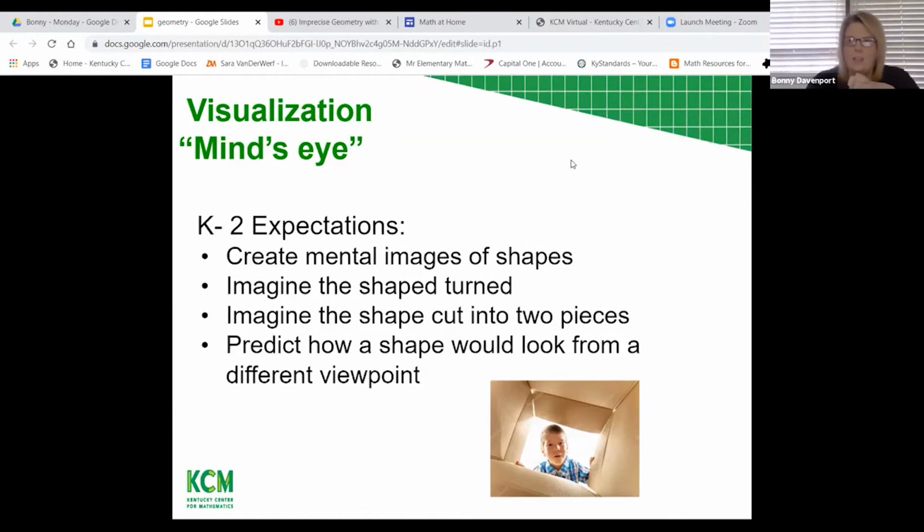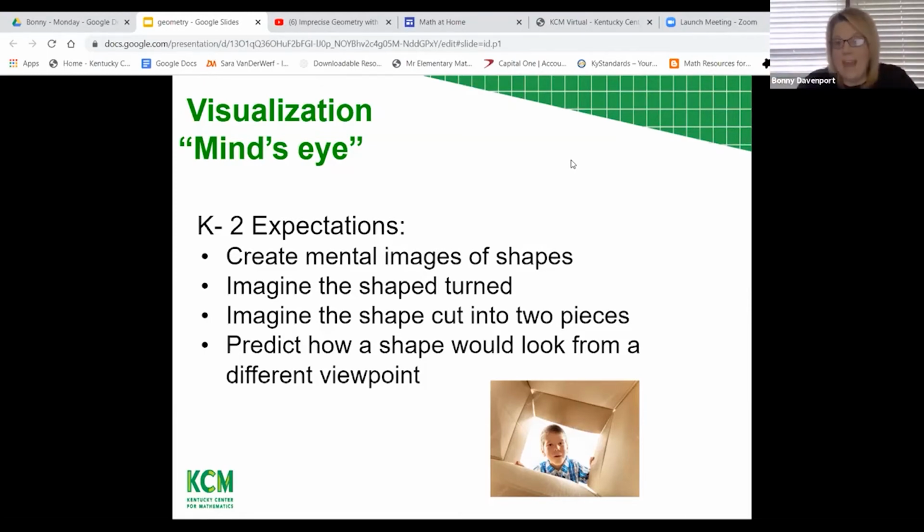Then if you could imagine partitioning that triangle into 2 pieces and what the 2 pieces would look like, you'd have 2 new triangles. And then a very interesting one is to predict how a shape would look from a different viewpoint. In the Van de Walle book, it gives this great activity where you can have students think about, okay, you are standing next to a cube. Now think about what that looks like. Now think about if you were inside of the cube or the cylinder. What do you see on the top? What do you see on the sides? Just being able to visualize what those shapes look like.